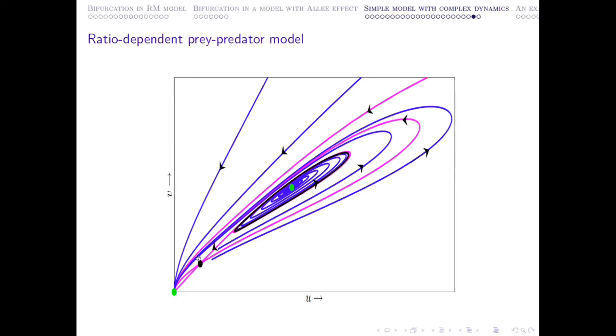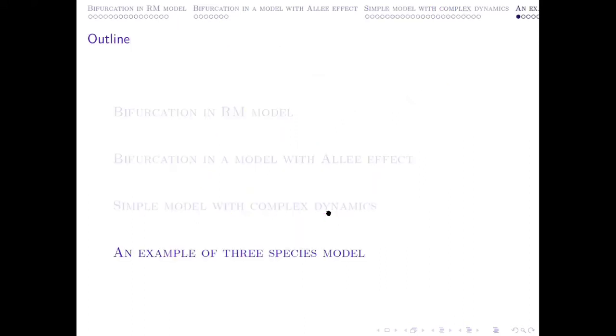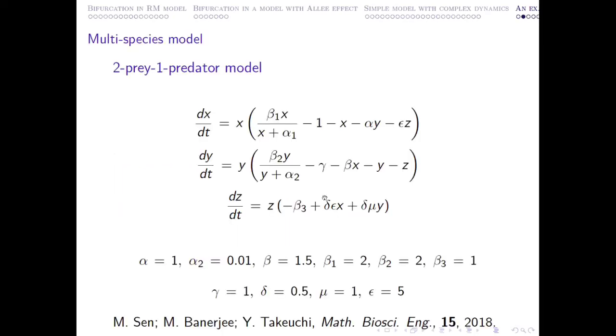This can coincide with this one, so that means this touches this point, which will produce the homoclinic orbit, and then you have stability here. So now we come to a little bit of discussion about the three species model. Here we have considered a very simple model.